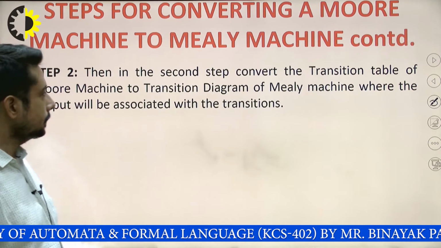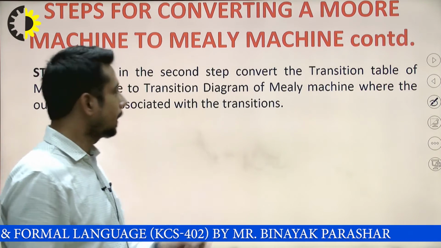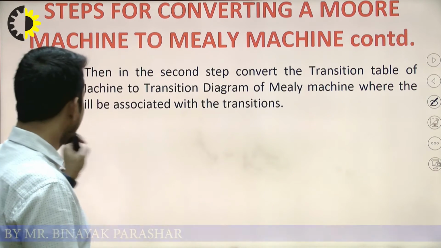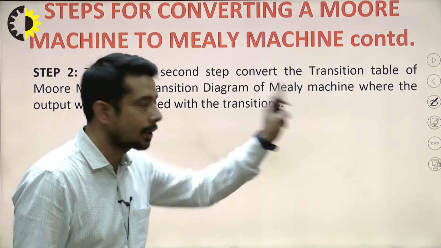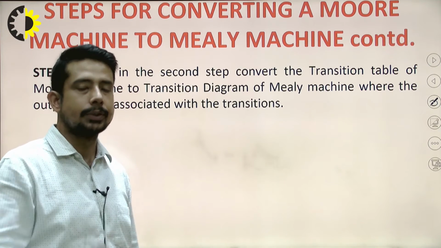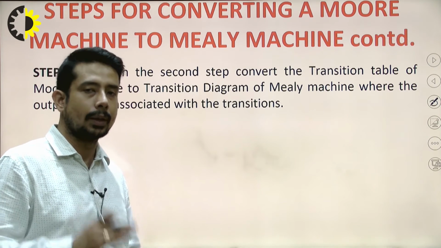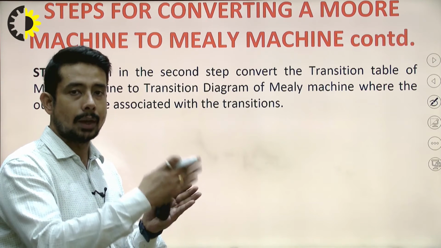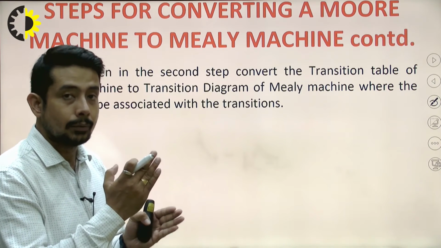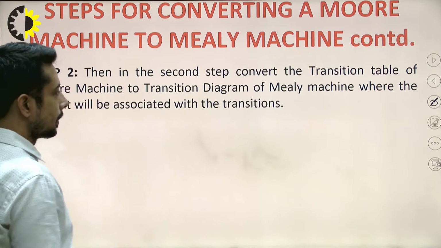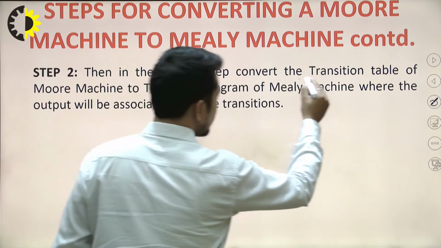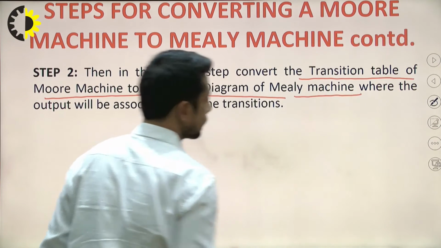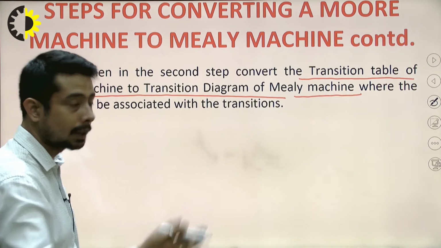Next, in the second step, convert the transition table of the Moore machine to the transition diagram of the Mealy machine, where the output will be associated with the transitions. I discussed this in the previous video, where I first drew the Moore machine design and then told you how to identify that we can convert it into a Mealy machine. The second step is the transition table of the Moore machine to the transition diagram of the Mealy machine.